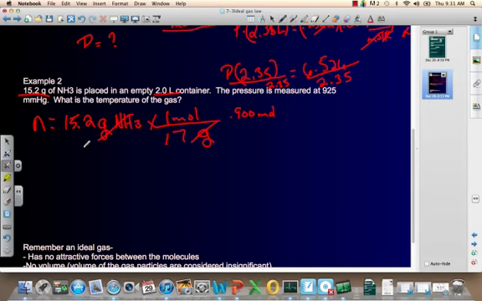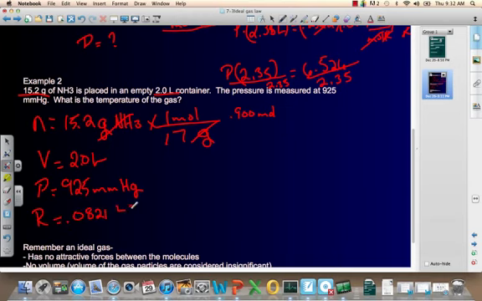Now, I was given a 2-liter container, so that is the volume. If you're ever talking about a container, that is the volume because the gas will spread out to fill that container. So the volume is equal to 2 liters. And I know it's volume because it's in liters. The pressure is measured at 925 millimeters of mercury. Let's look at R really quick, and I'll come back to that pressure. R is 0.0821 liters atmospheres over moles and kelvins.